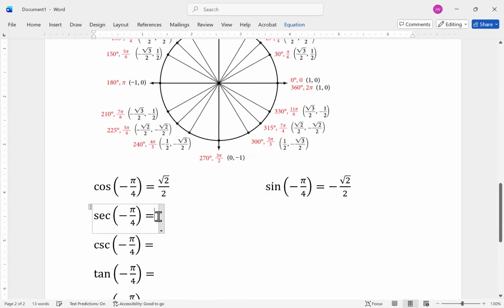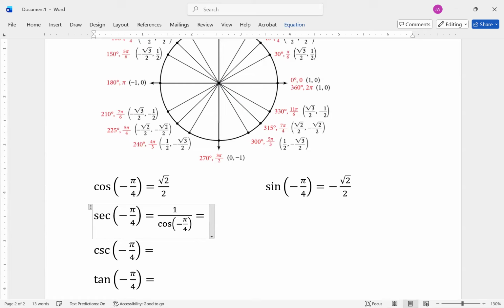The reciprocal of root 2 over 2 will be my secant, because secant is 1 over the cosine of negative pi over 4. So 1 over cosine. So we get the reciprocal of root 2 over 2. You can write that as 2 divided by the square root of 2. That's the reciprocal. Or if you multiply both top and bottom by square root of 2, turns out 2's will cancel out, and you'll just get a positive square root of 2 for your secant.